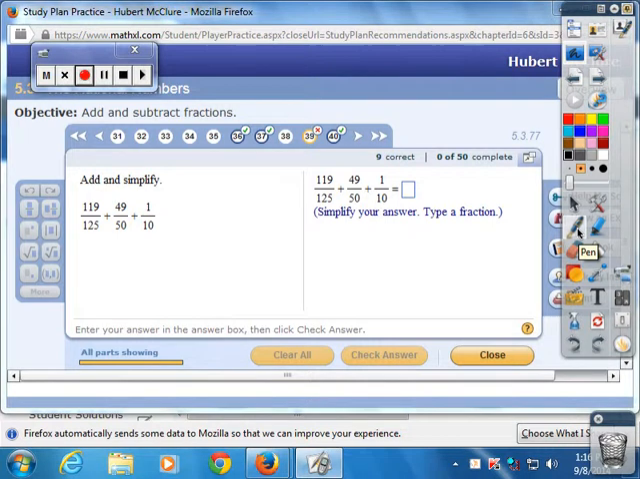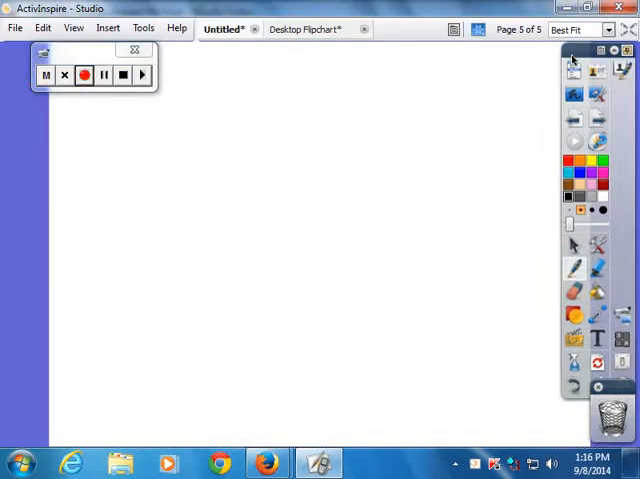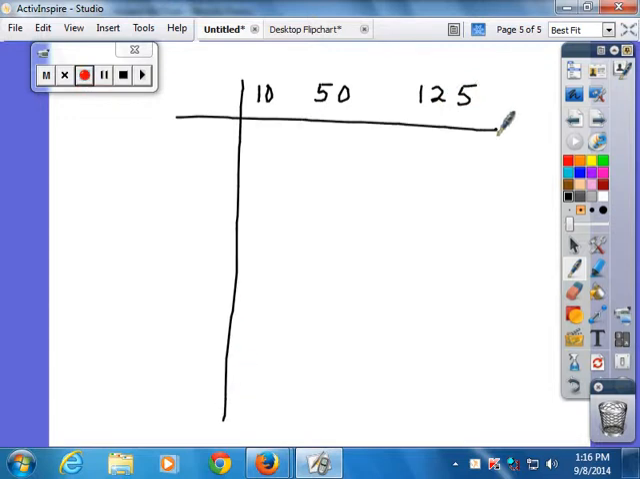$10, $50, and $125. I'm going to go white screen. $10, $50, and $125. Everybody with me? 2, 3, 5, 7, 11, and sometimes 13. And we all know these are divisible by 5, not 10, because that one's not divisible by 10.